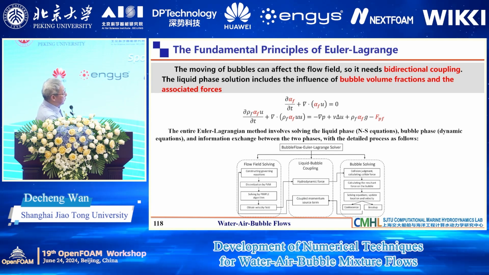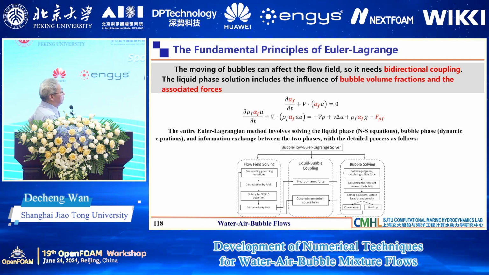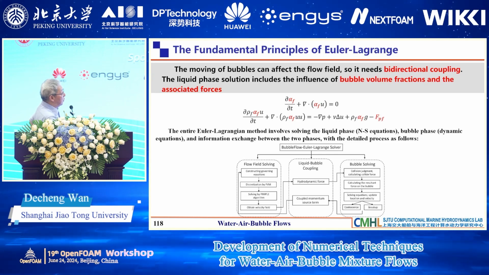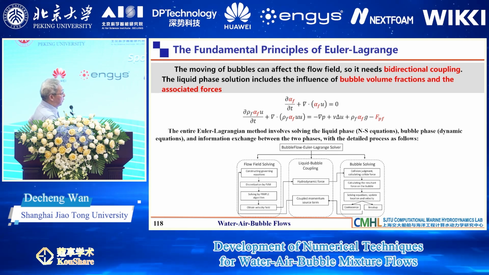So this is for the Euler equation, containing alpha. This is the fraction of the bubble. This is for the flow, the phase flow. So this is the bubble flow, the Euler-Lagrange solver, something like this.